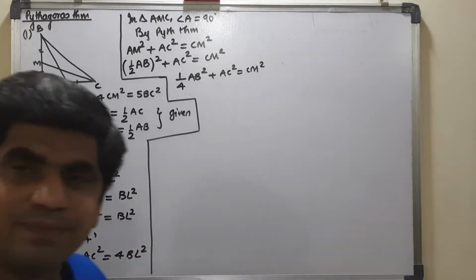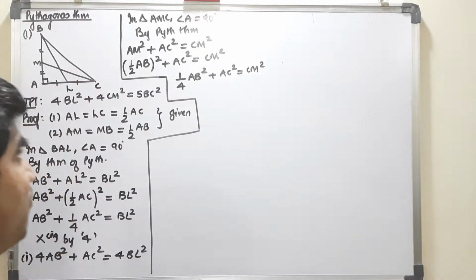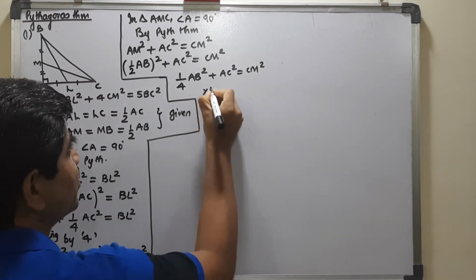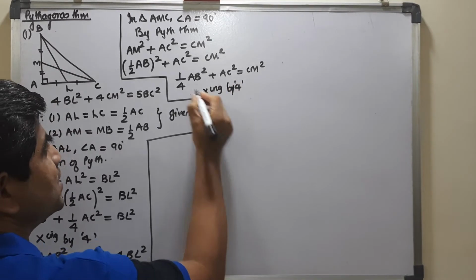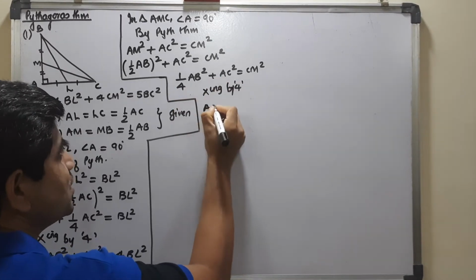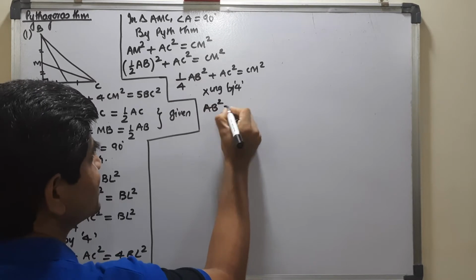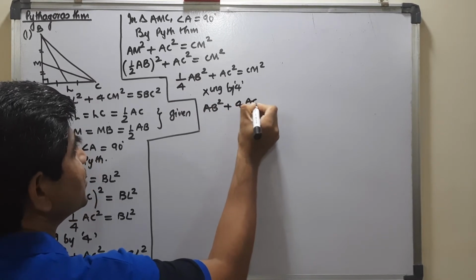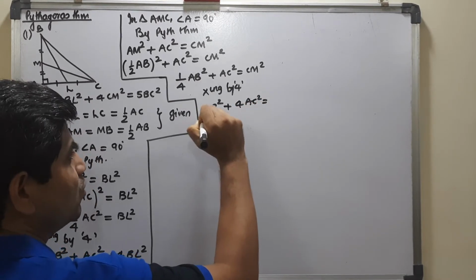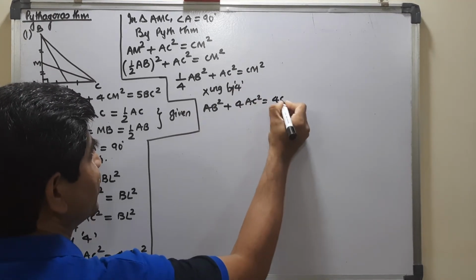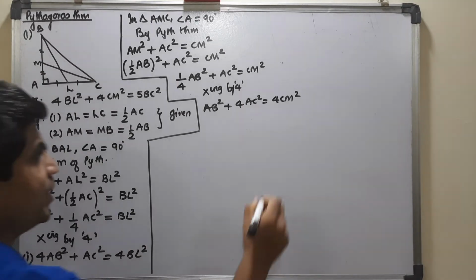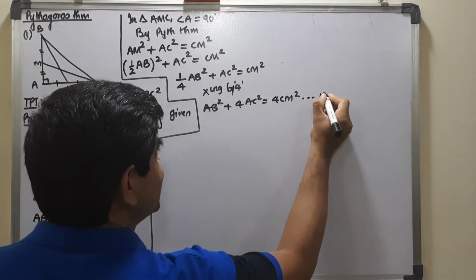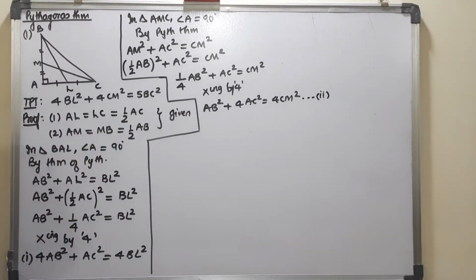Now again the same thing I am going to do. I am going to multiply by 4. So multiplying by 4, what I get here is, before plus, AB square, after plus, 4AC square, before equal to, already came, after equal to, 4CM square. Okay, and I number it now because the numerical denominator has vanished. So this is number 2, right?